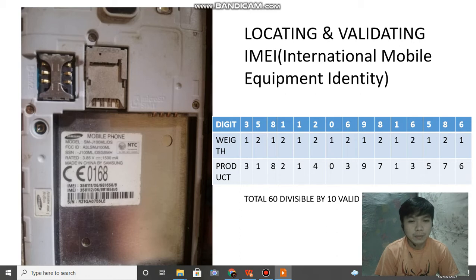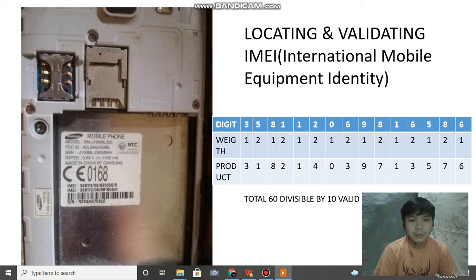So 3 times 1 is 3 and 5 times 2 is 10. So 10 cannot be written as 10; you have to add the two digits. For example, 10 is 1 and 0, and 1 plus 0 is equal to 1. So you write 1. It is according to the Luhn algorithm.